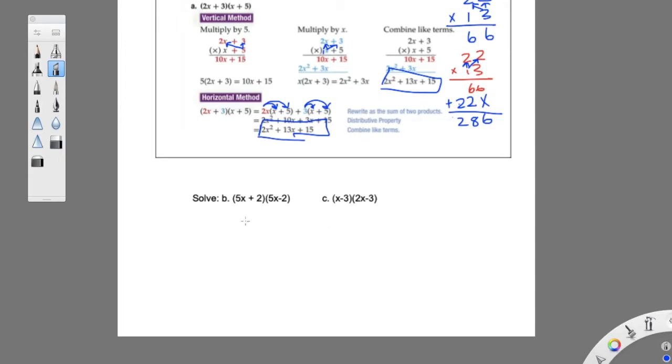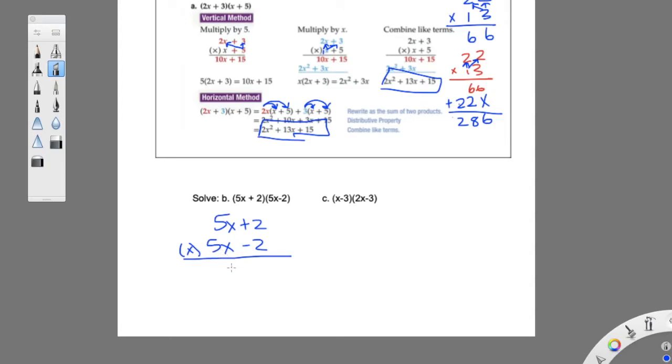So we have 5x plus 2 times 5x minus 2. And we're multiplying. And again, they put this in parentheses when they do it this way so that you know it's not x as in a variable. It's x as in multiplication. And they did the same thing when we were subtracting or adding. It's just a way to identify it's an operation as opposed to a variable, or a positive or negative sign when we're adding or subtracting.